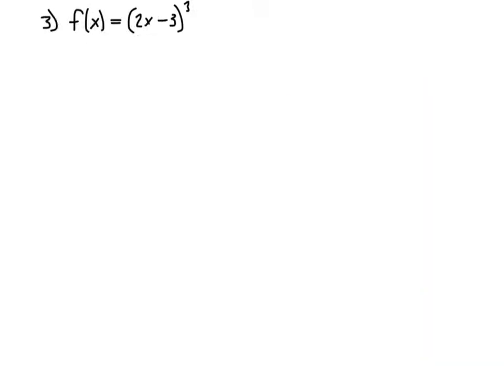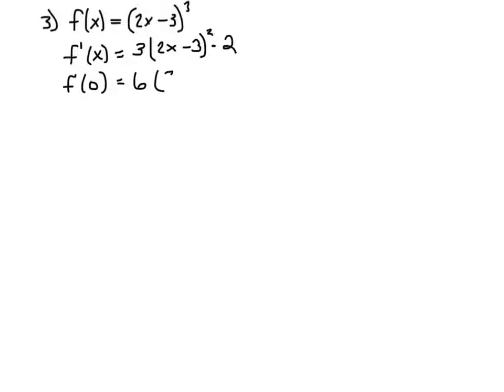Okay, we're going to jump right into the third one here. First thing we need to do is find our critical values by setting our derivative equal to 0. So we're going to take the derivative: 2x minus 3 squared times the derivative of the inside, which is 2. So f prime of x here is just equal to 6 times 2x minus 3 squared. Okay, so we're going to set that equal to 0.